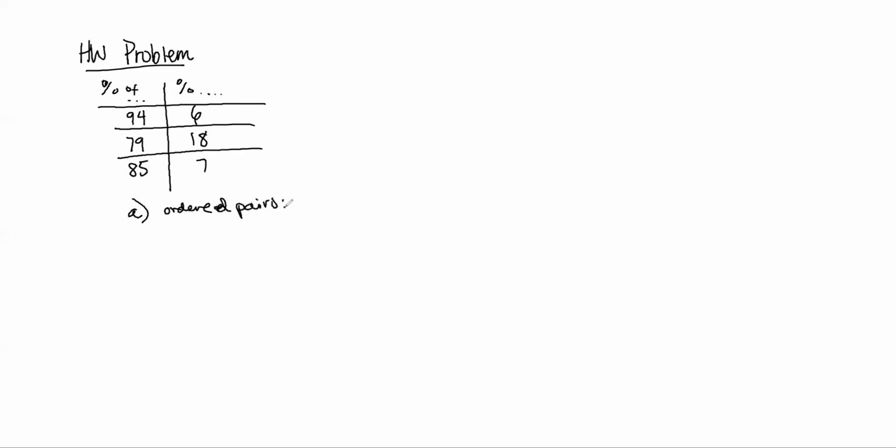So to write this as a set of ordered pairs, you're going to have your curly brackets, and they should give those to you. And so our ordered pairs, we're just going to look at each row in our data table. We're going to have 94, 6, and so you're going to put (94, 6), comma, our next ordered pair is (79, 18). And make sure all of these ordered pairs are in parentheses. And then our last one we have is (85, 7). So that's the kind of thing you're going to be doing in part A.